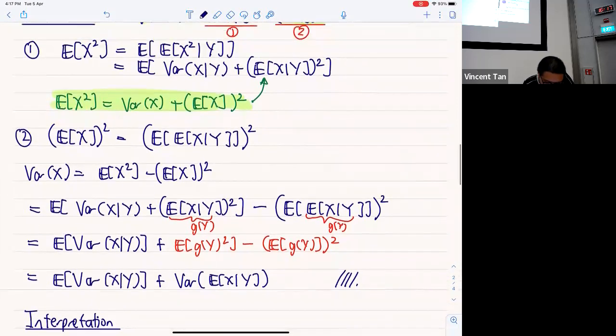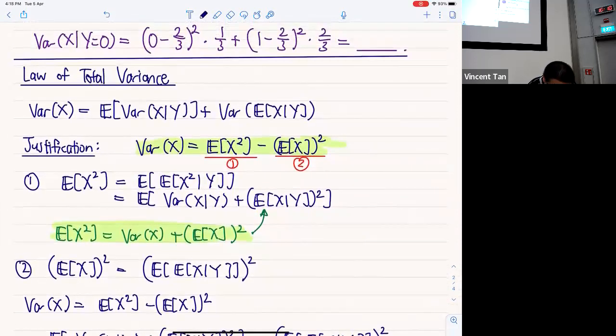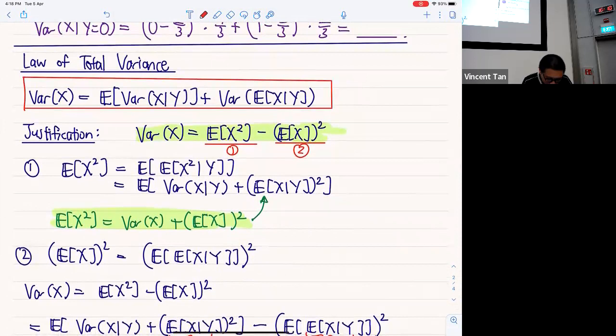Let me go through the justification one more time. What are we trying to justify? We are trying to justify this thing that you should internalize. As I said, not many things you should internalize, but the law of total expectation, law of total variance, you must internalize. Okay? So where do we start? We start with what we know. The variance is these two parts. Second moment minus the first moment quantity squared. So we are going to deal with this part here, which is a little bit more difficult.